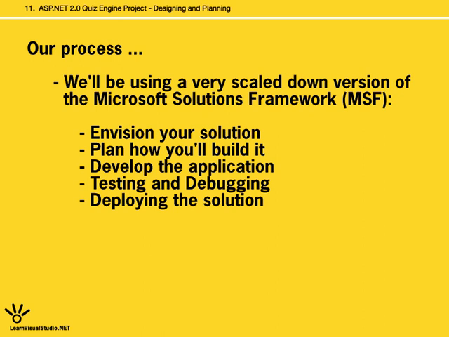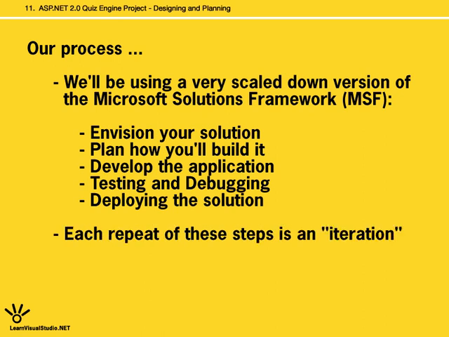First, you envision what you plan to build. Next, you start planning to build it. And third, you start developing the application according to your plan. The fourth step is testing and eradicating any bugs in your application, and then finally deploying your application. Now in the MSF, these 5 steps are repeated several times for a given software development project. Each repeat of these steps is called an iteration.